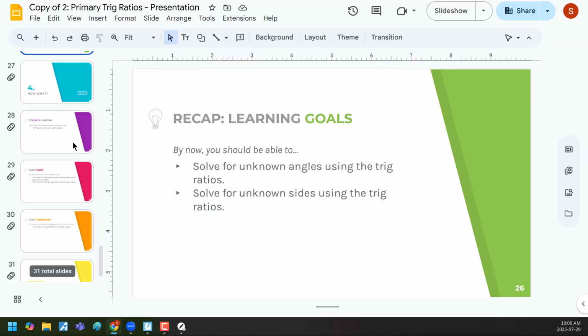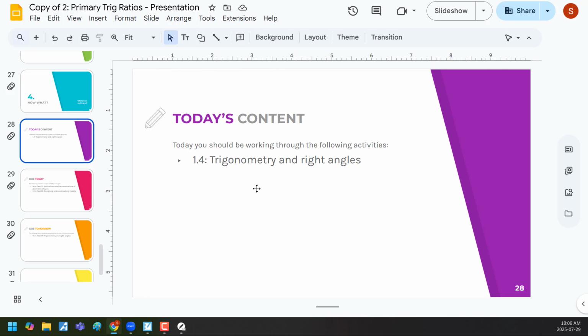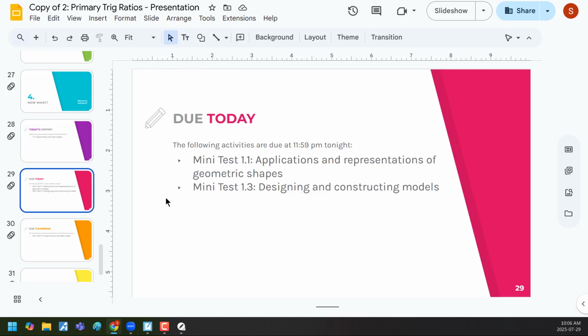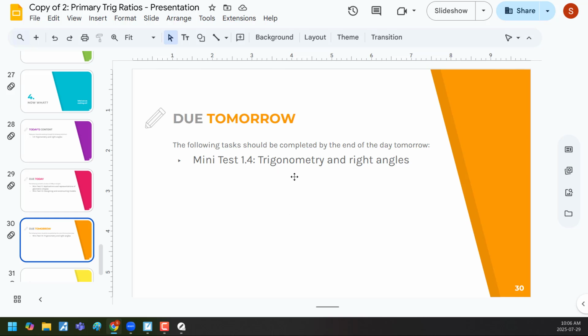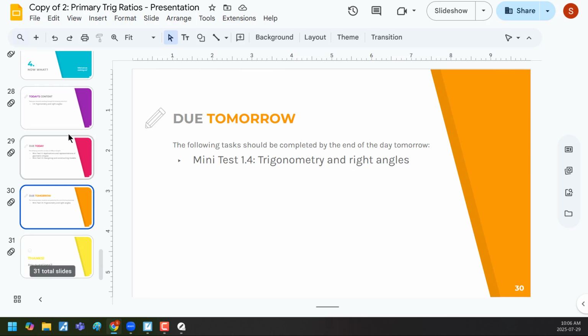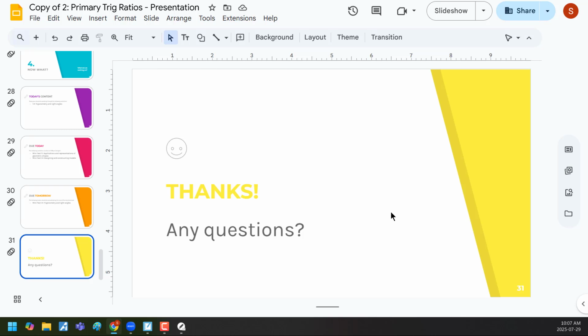And then that's the recap. Now what? Today you should go and under content section, read 1.4 and do all the work from there. Due today is your mini tests or quizzes 1.1 and 1.3, 2 quizzes. Due tomorrow is a mini test for 1.4. It's a quiz.